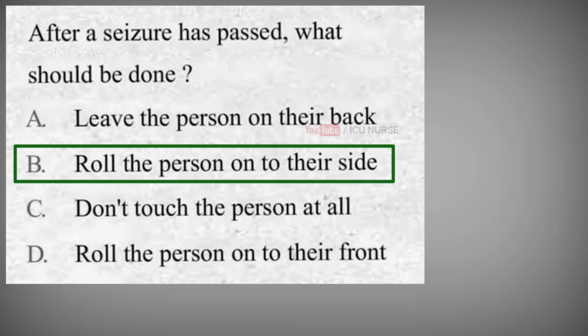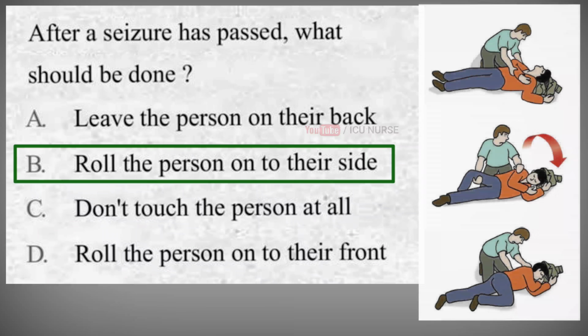B. Roll the person onto their side. After a seizure has passed, roll the person onto their side with their head tilted back to help them to continue breathing.